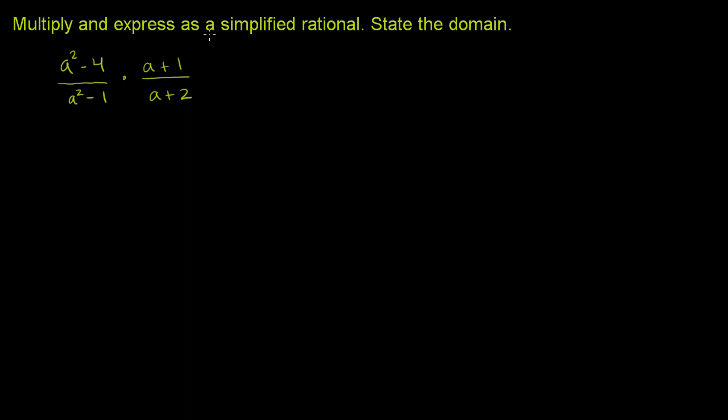Multiply and express as a simplified rational. State the domain. So let's multiply it, and then before we simplify it, let's look at the domain. So this is equal to, if we just multiply the numerators, a squared minus 4 times a plus 1, all of that over, multiply the denominators, a squared minus 1 times a plus 2. Now, the a squared minus 4 and the a squared minus 1 might look familiar to us.